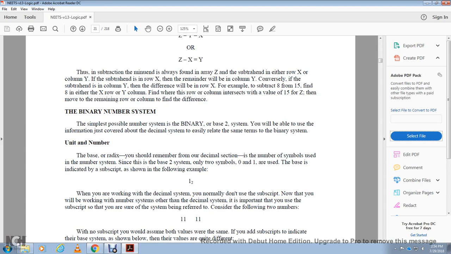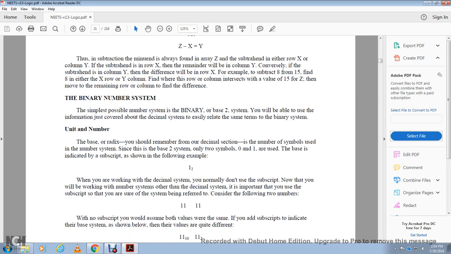1 with a base of 2. When you're working with the decimal system, you normally do not use the subscript, but you will be working with number systems other than the decimal system. It's important to use the subscript so that you are sure of the system being referred to. With the following two numbers, 11 and 11, with no subscript you would assume both values were the same. If you add a subscript to indicate the number system, as shown below, their values are quite different.